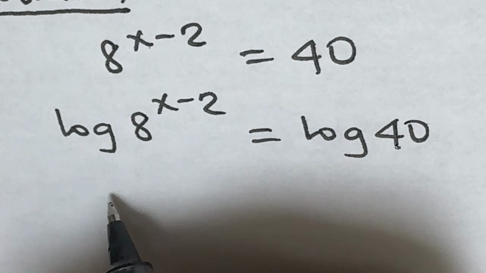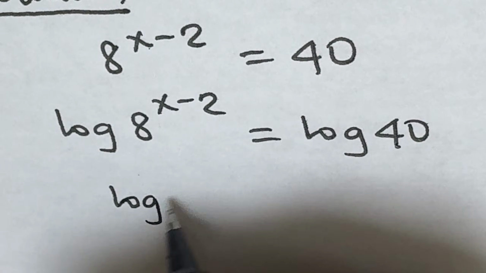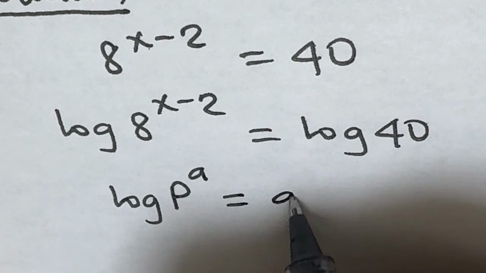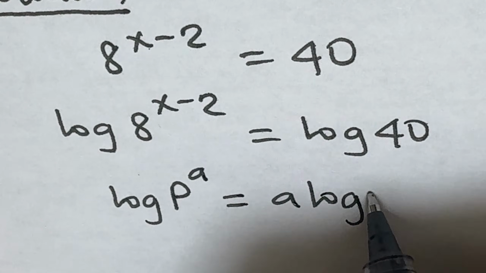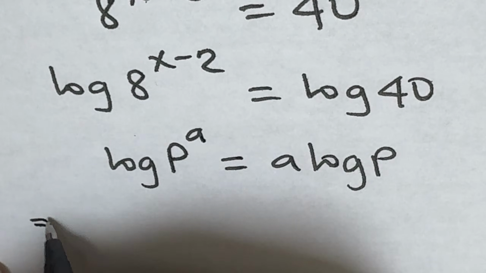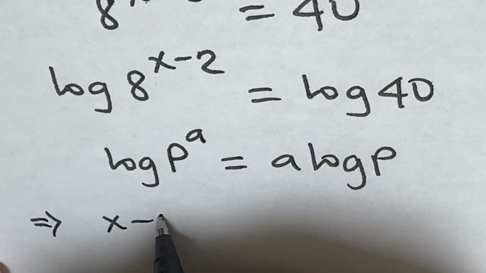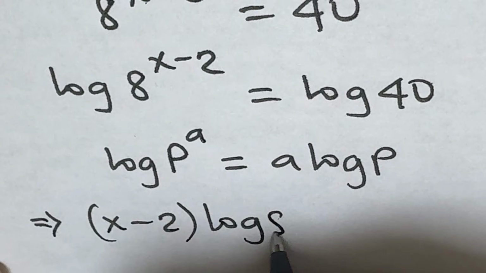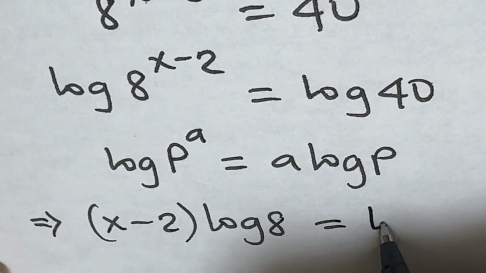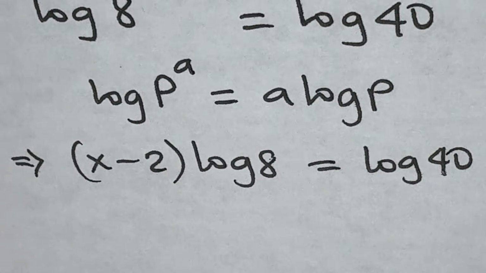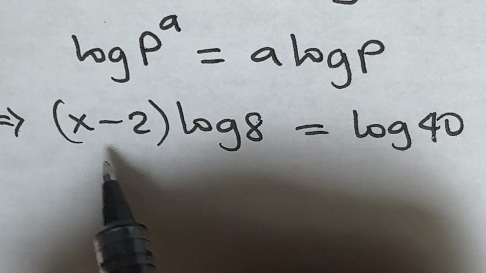By law of logarithm, log p raised to power a will give us a log p. So this equation becomes x minus 2 times log 8 is equal to log 40. Then we divide both sides by log 8.